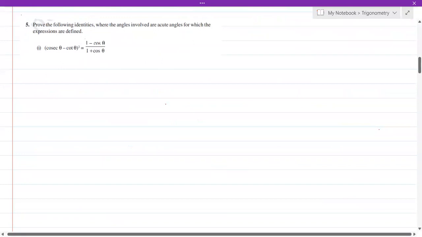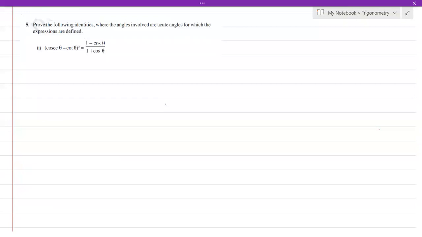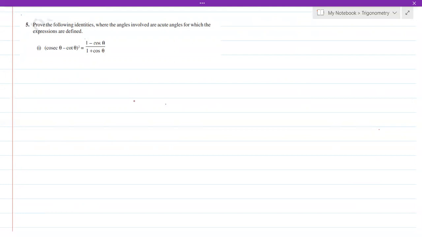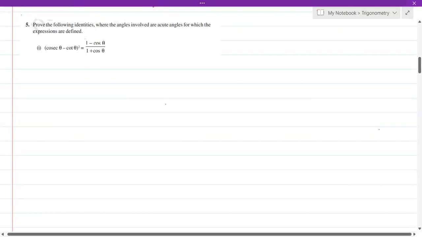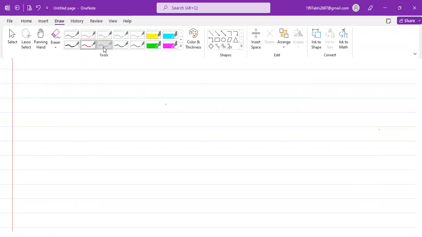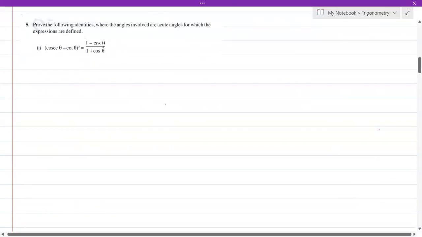As you can see, we have to prove the identity, that is cosecant theta minus cot theta the whole square is equal to 1 minus cos theta by 1 plus cos theta. So here what we are going to do is we're going to take the LHS always and try to end up at RHS. Or sometimes we can also take the RHS and end up at LHS. Okay. So let's start with the LHS.